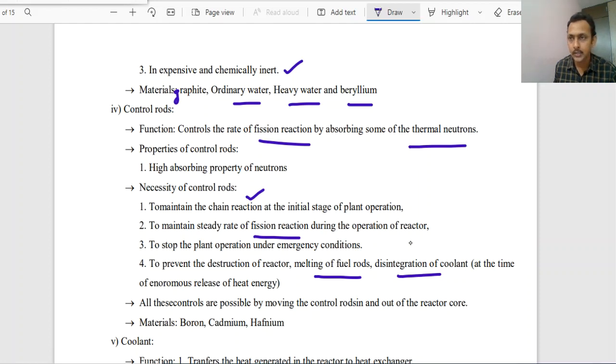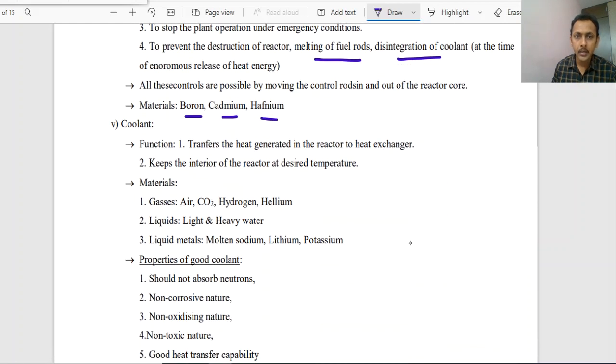So dear students, the most commonly used materials for control rods are boron, cadmium and hafnium. Coming to the coolant, it is going to transfer the heat generated in the reactor to the heat exchanger. The purpose of the coolant is to transfer the heat generated in the reactor to the heat exchanger, and also to keep the interiors of the reactor at a desired temperature.